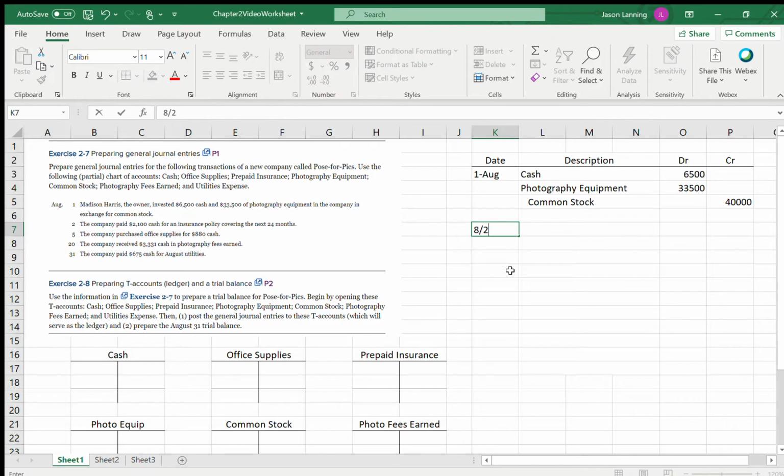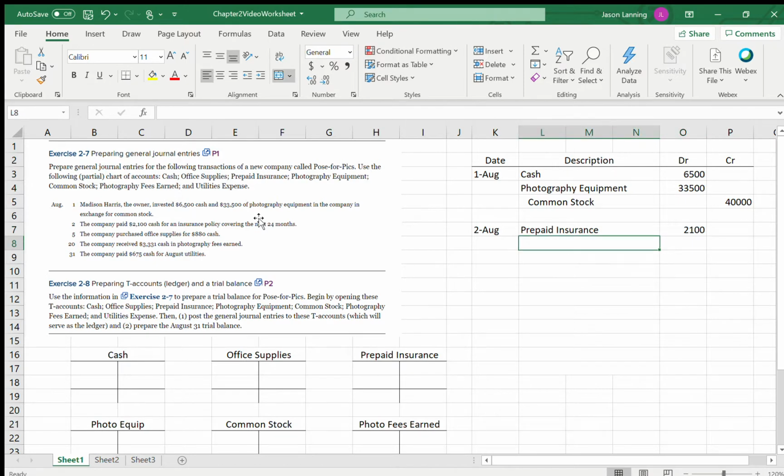August 2nd is our next one. The company paid $2,100 cash for an insurance policy covering the next 24 months. All right, so we paid something in advance, which means we own the rights to it, and in that case, that's an asset. So we're going to debit prepaid insurance. They tell us what to use up here. So we're going to debit that for the $2,100, and then the company paid cash, so we will credit cash for $2,100.